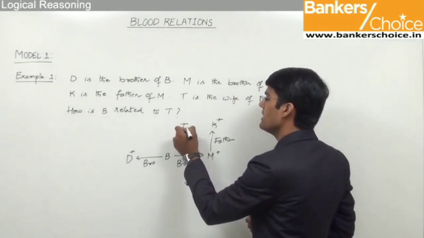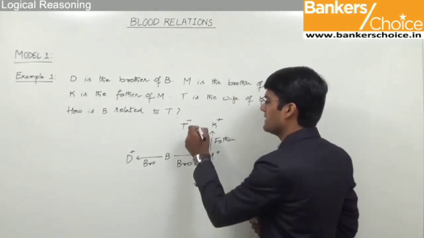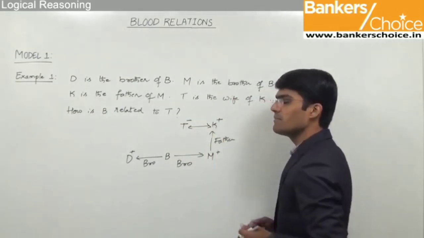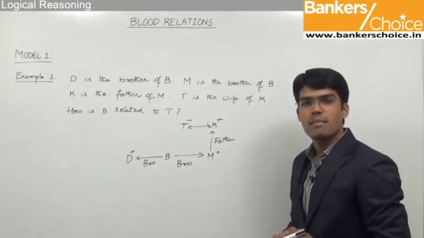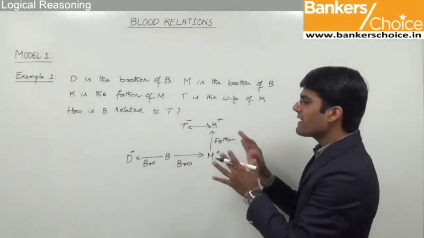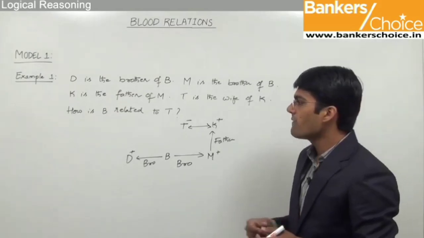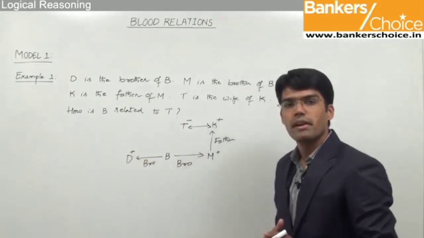So T should be a female person and the relationship between T and K can be represented with a double-headed arrow. So very clearly T and K is a married couple here. After construction of the family tree, we now have to find out how is B related to T.